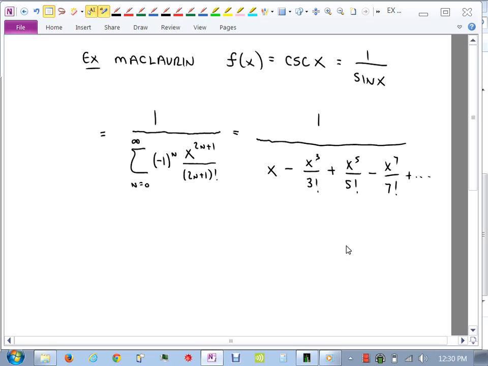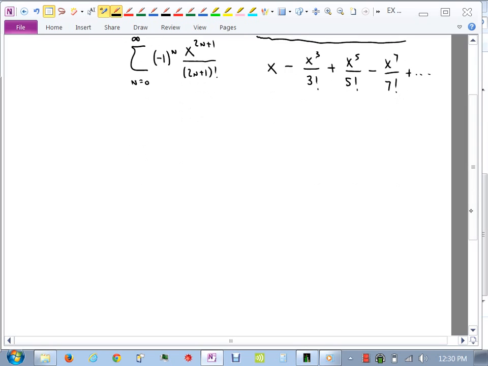Homework for this section. For 8.7, this is page 487 is where it starts. Okay, Maclaurin series. So I need you to be able to find the Maclaurin series for a few functions. We've already done sine. I think number 5 is a good one. I think 13 is good.